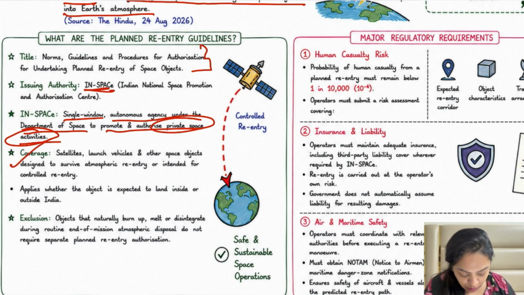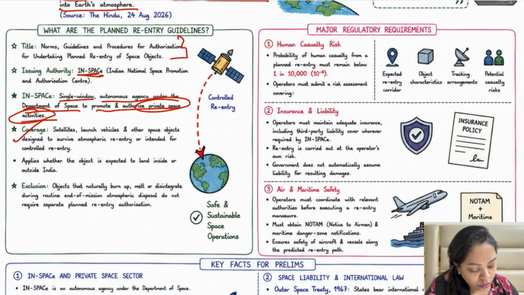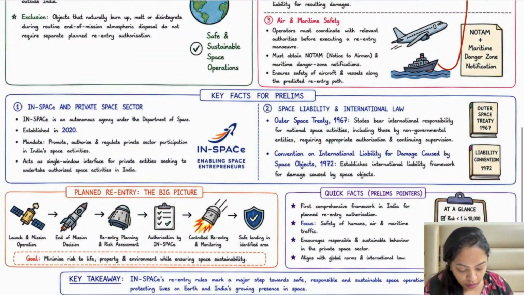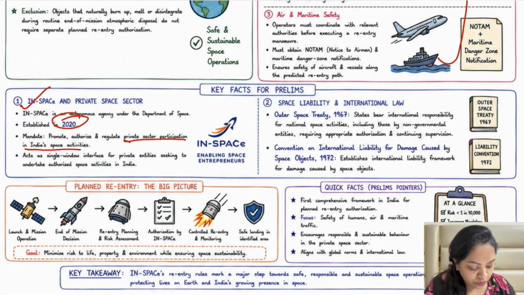Then coverage is given and you can just read it briefly. It also has major regulatory requirements. You do not need to memorize all these things, but you can have a quick overview of what it is about, right. Now you should know about InSpace. It was established in 2020 and it is to promote the private sector participation in India's space activities.